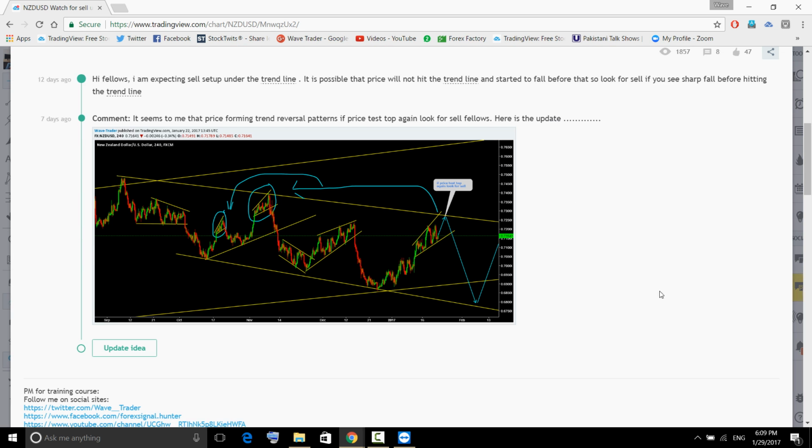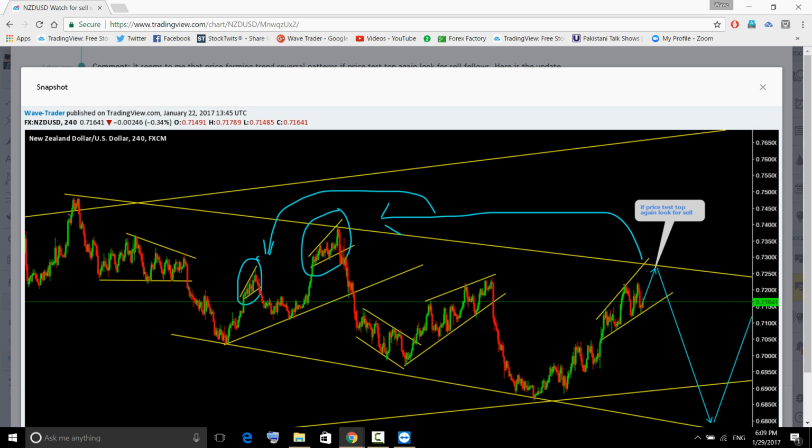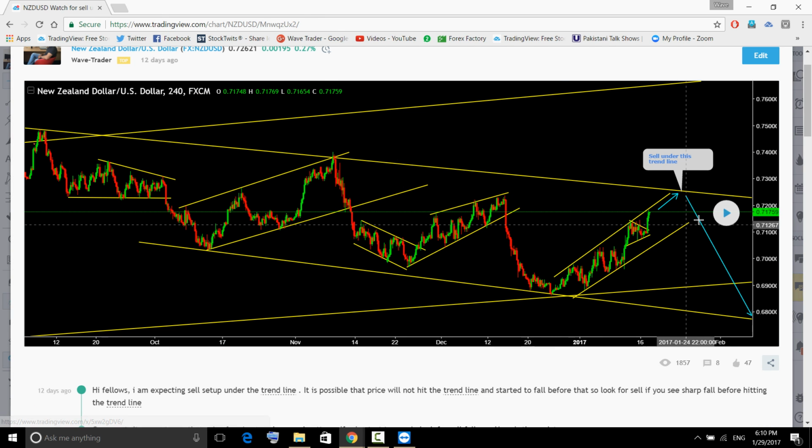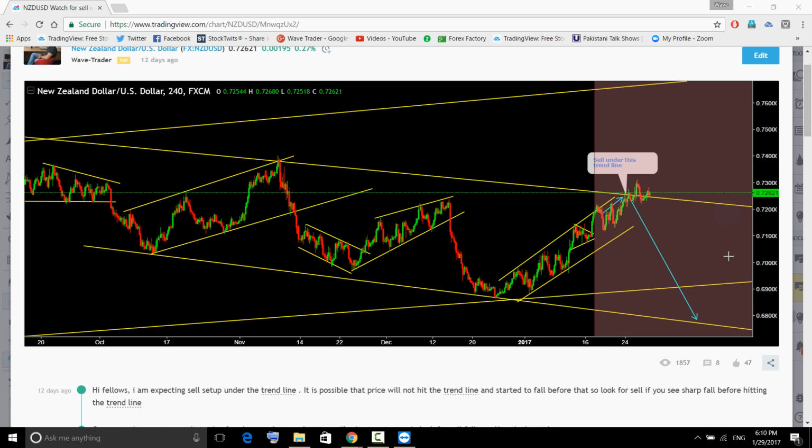All right, so here was the ascending broadening wedge. The pattern is forming and completing near the trend line here at this place. For the short, we are looking to the downside. As high as we can sell, we will sell at the top. All right, so it is testing that place.